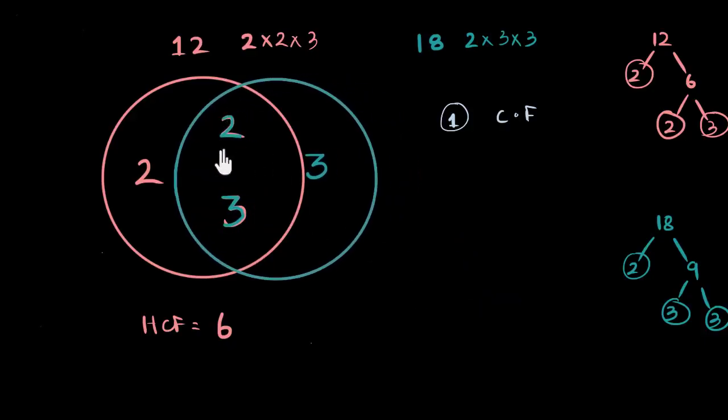So whatever you do, multiplying any of these numbers within this, whatever you get will be a common factor. Now you may ask, wait, I know 2 is a common factor. I know 3 is a common factor. Why should multiplying them together also be a common factor? And that's a great question.